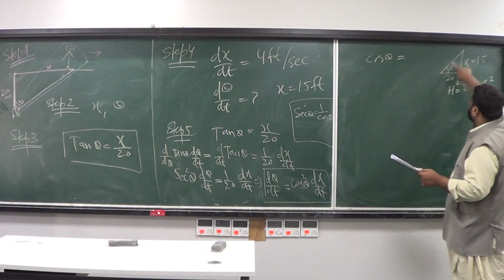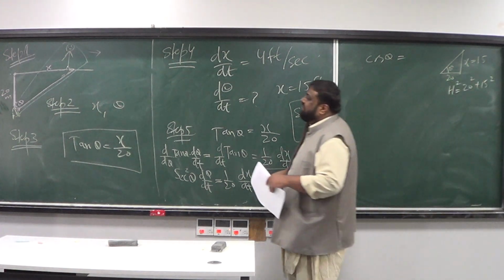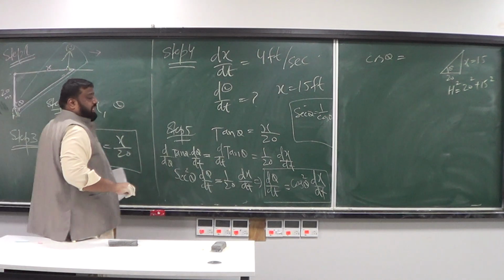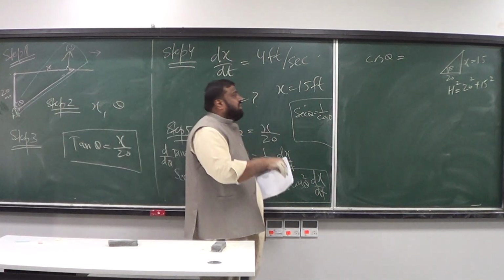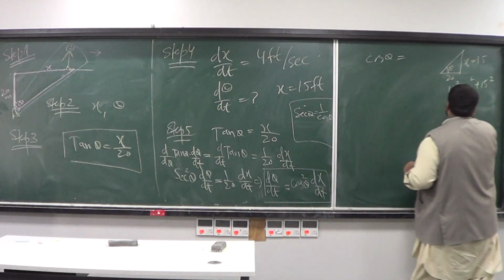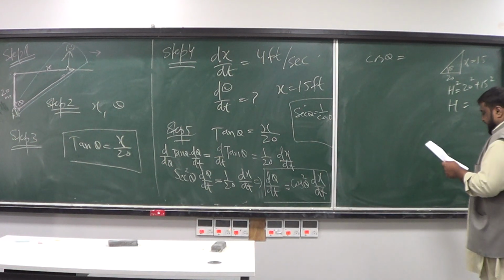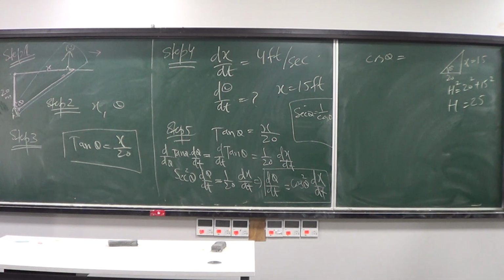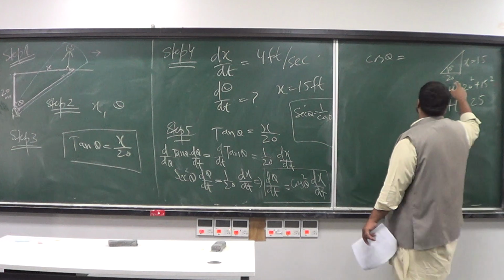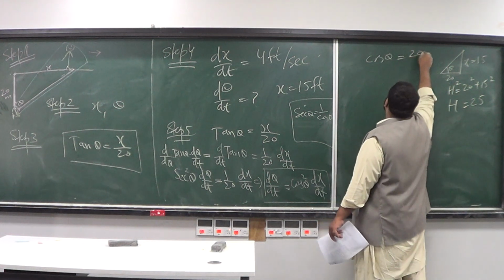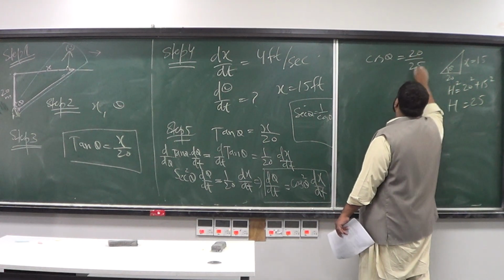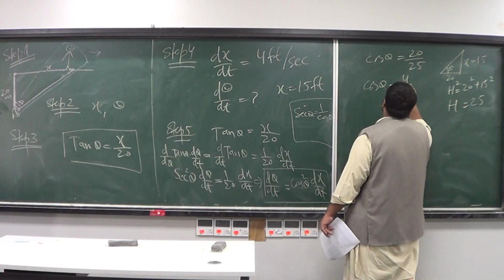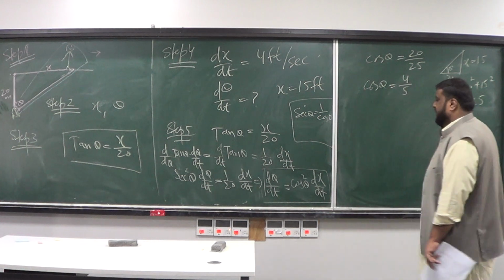By the way, here the hypotenuse would mean the length of the beam. The interpretation of the hypotenuse would be the length of the beam. So h, after calculating this, is going to be 25. So cos θ is going to be base upon hypotenuse, in other words 20 by 25. So cos θ is really 4 upon 5.